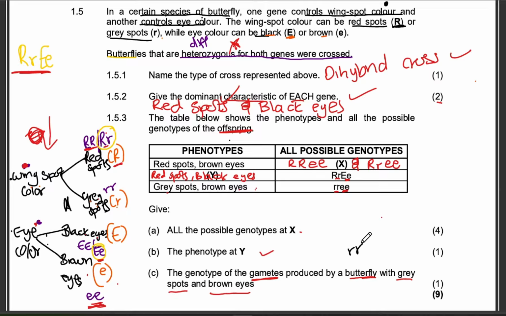Then brown eyes, this is the genotype for brown eyes, small e, small e. In order for you to get the gametes, you have to cross these genes out. So it will be RE, RE, RE, and RE. That's RE, in case you're getting lost. Even if you just write one RE, since they are the same, the answer is RE. That is the gametes.